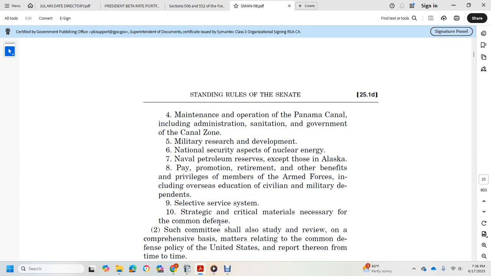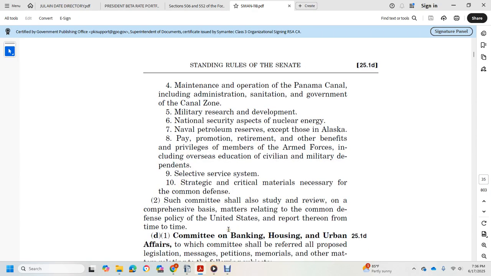Such committee shall also study and review, on a comprehensive basis, matters relating to the common defense policy of the United States, and report thereon from time to time.